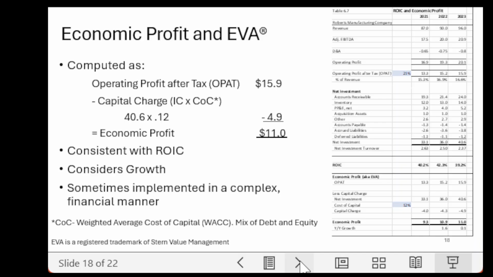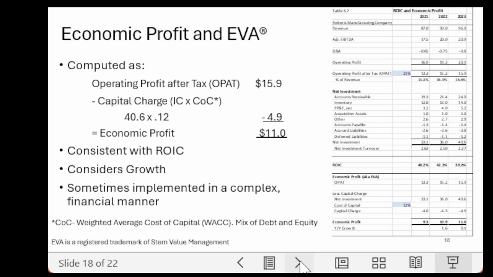It's computed as shown there. We take the operating profit after tax. Now this can be computed in the same way we compute operating profit after tax for ROIC, or it can be computed differently as EVA does. And then we take a capital charge, which is the invested capital, again, can be computed the same way that ROIC is computed, times our weighted average cost of capital, in this case 12%, and the economic profit then takes the operating profit and subtracts the cost of capital from that to come up with 11 million in this case. So it is consistent at the highest level with ROIC.